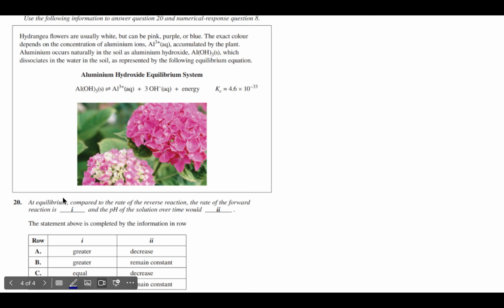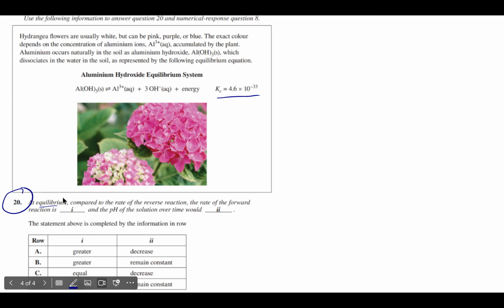This last question is a bunch of information, and it seems like we're bringing in pH, so not necessarily about a pH curve, but it gives you this information about hydrangea flowers, talks about the reaction, and we show that the reaction's in equilibrium. You also get a Kc value. But then based on the question, it is asking you at equilibrium, compare the rate of the reverse reaction to the rate of the forward reaction. And we want to look at the pH of the solution over time. So this question seems like there could be work to it, but it is really just a theory question.